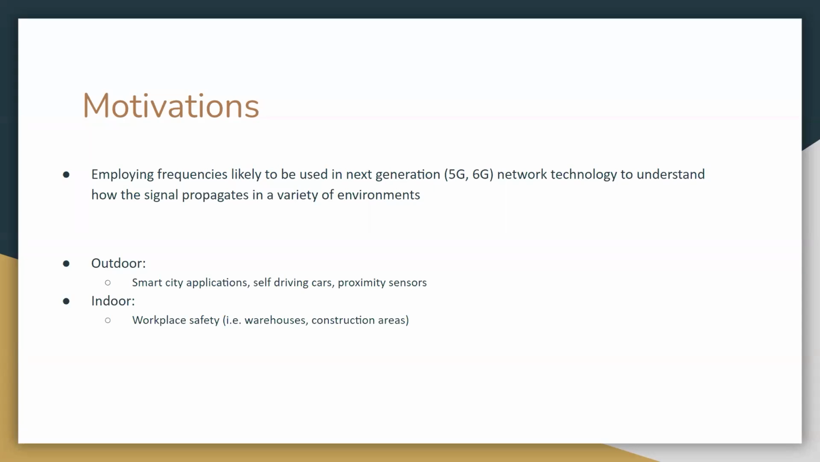Eventually, we need to know how they interact with different surfaces, rooms with people in them, rooms without people in them, that sort of thing. And so in order to study that, we run lots of experiments using both frequencies in a variety of environments. And then a more long-term goal, this is much more far off, but we would be able to use these technologies in smart cities. And I'll talk a little bit more about what a smart city actually is. And they also have indoor applications in workplace safety.